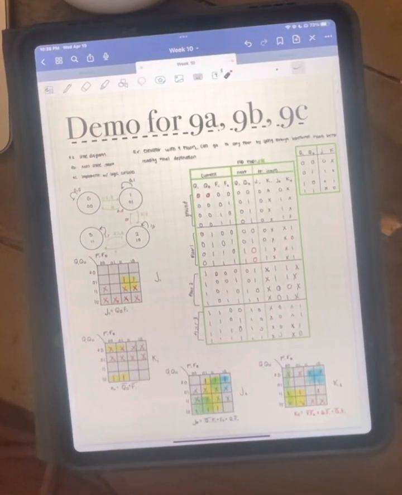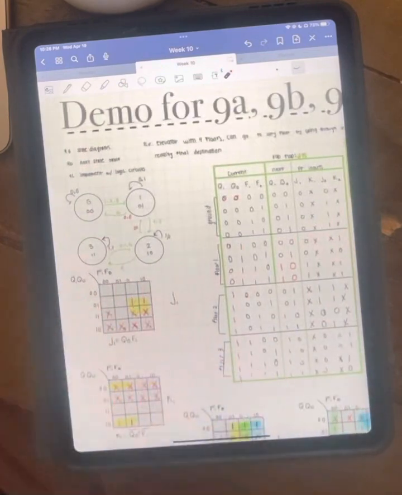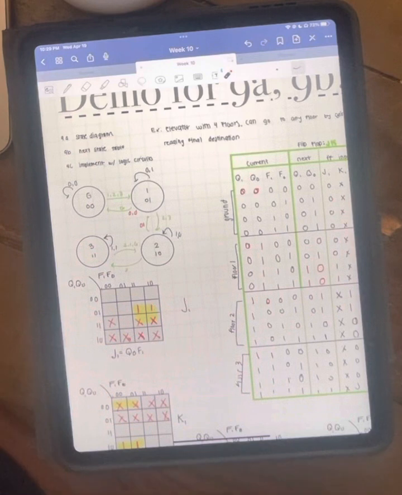This is going to be my demo for targets 9A, B, and C. For 9A, we're going to make a state diagram. For 9B, we're going to do the next state table. And 9C, we're going to implement using logic circuits.